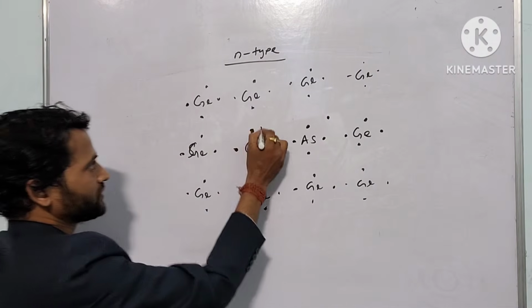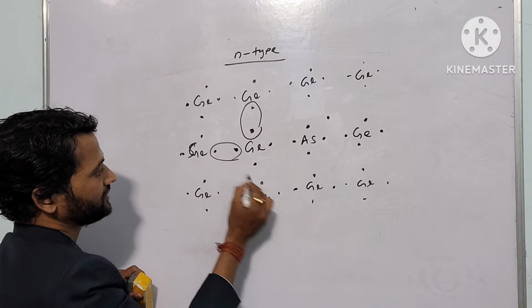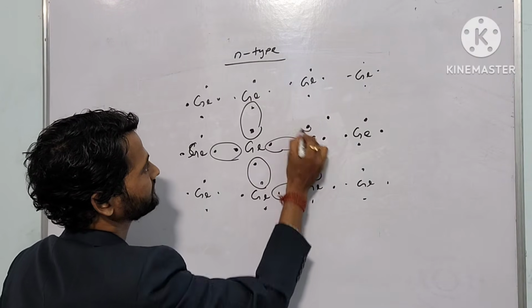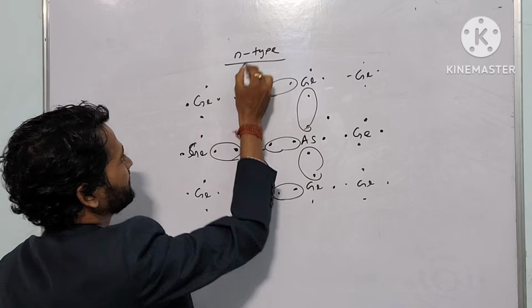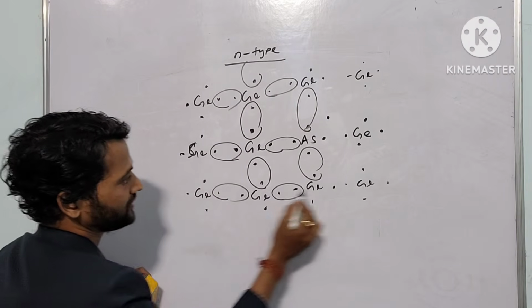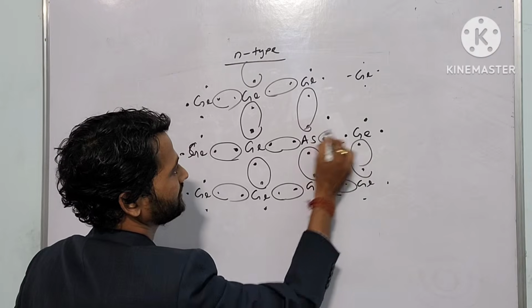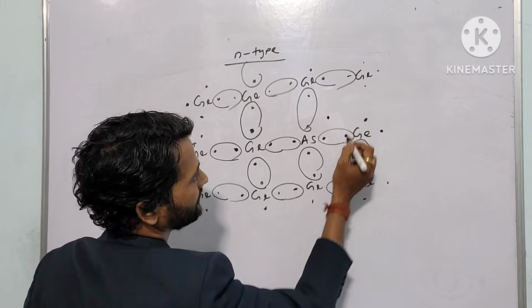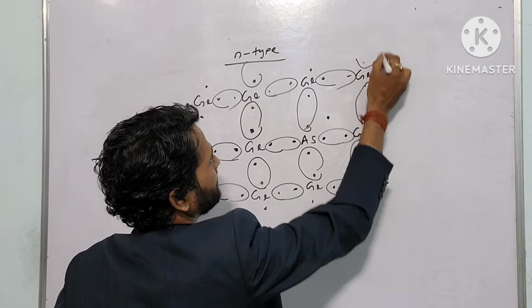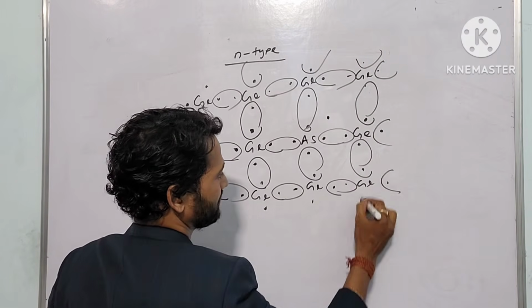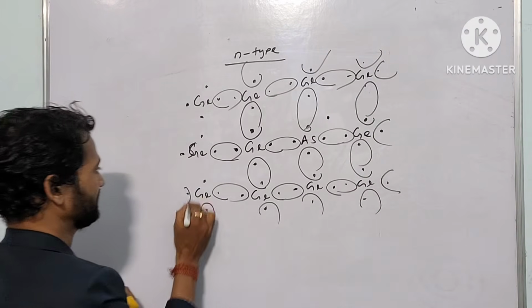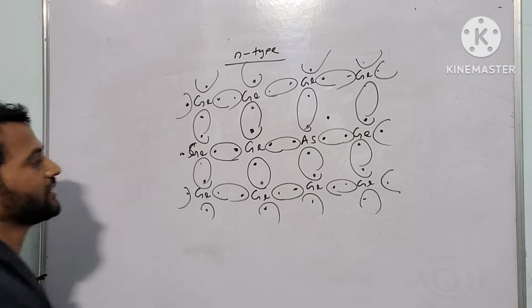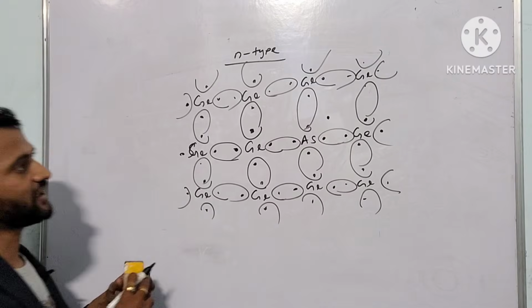Okay, so it will form these covalent bonds. ये covalent bond है, ठीक है. These are the covalent bond. Okay, ये हो गया constructional diagram of N-type semiconductor.